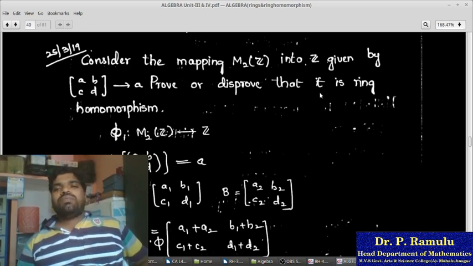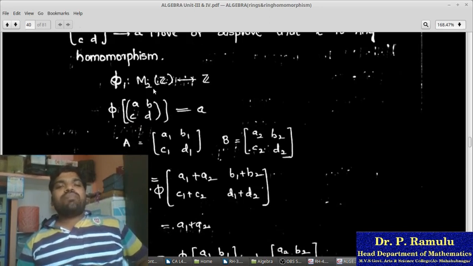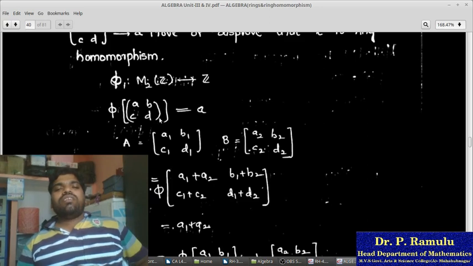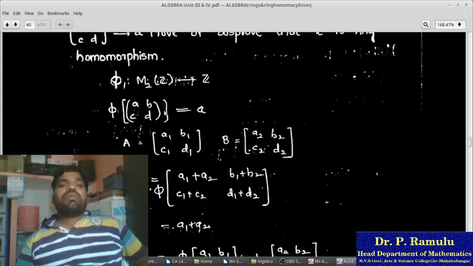Consider the mapping M2 of Z into Z given by (a, b, c, d) goes to a. Prove or disprove that the map pi is a homomorphism. If I define pi of (a, b, c, d) equal to a like this, whether it satisfies the homomorphism property or not.